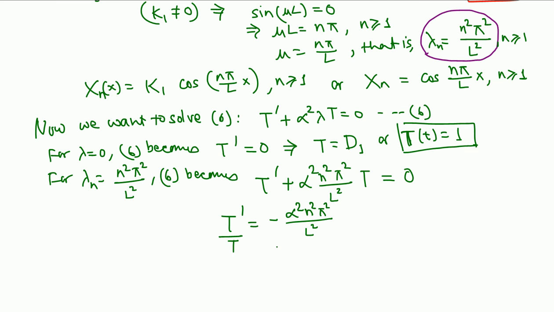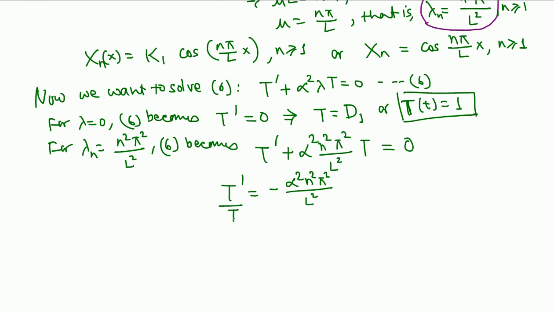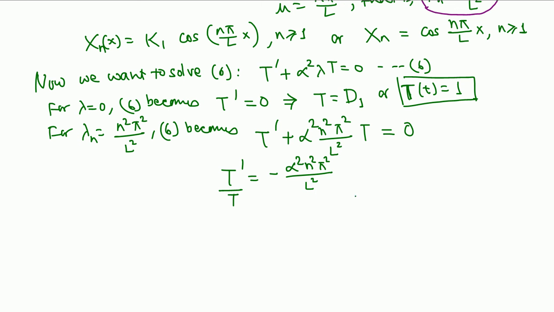Integrate both sides with respect to t. So this becomes ln t equals that times t plus a constant. Okay, and exponentiate both sides. The exponential of ln T is just T. So this is T as a function of t equals some constant, let's say d2, times e raised to negative alpha squared n squared pi squared over l squared t.